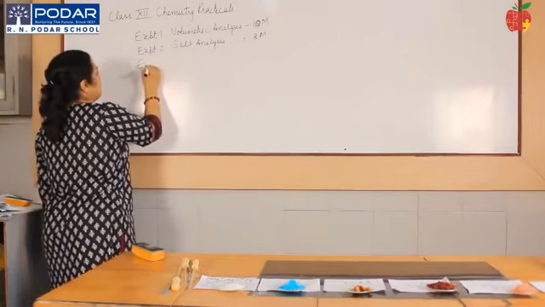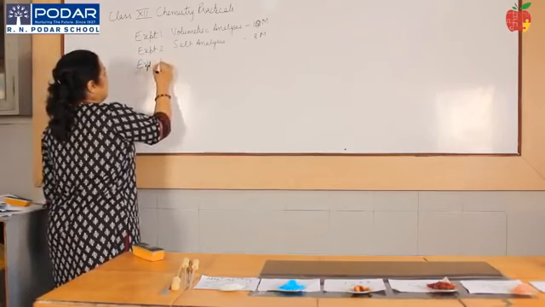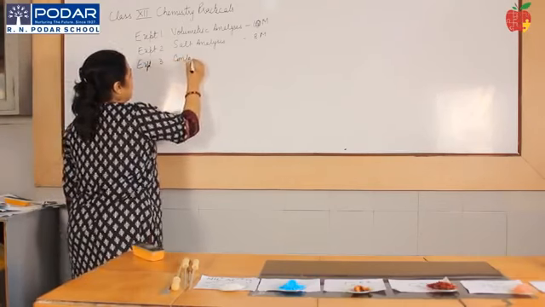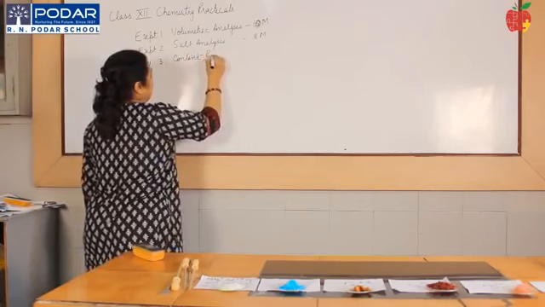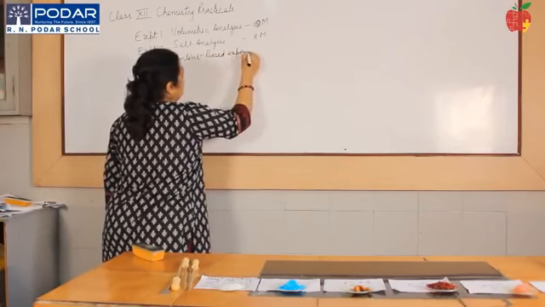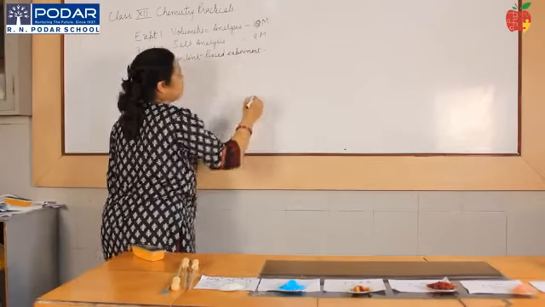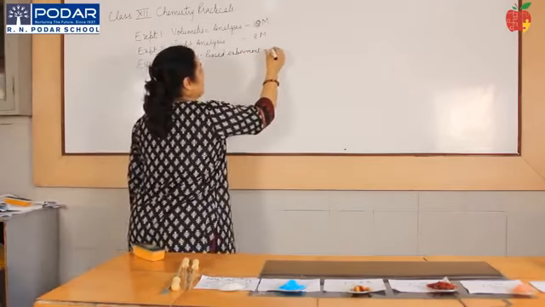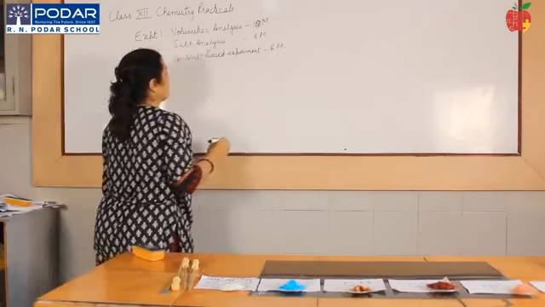Your experiment number 3 is your content-based experiment. In this you have experiments like chromatography, functional groups, colloidal and so on, which has a weightage of 6 marks.